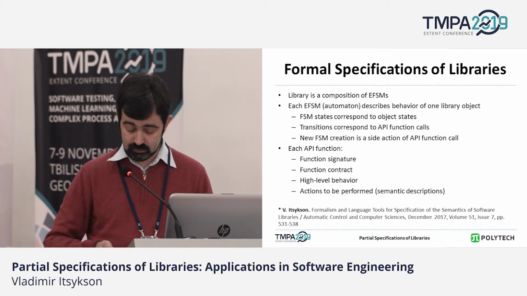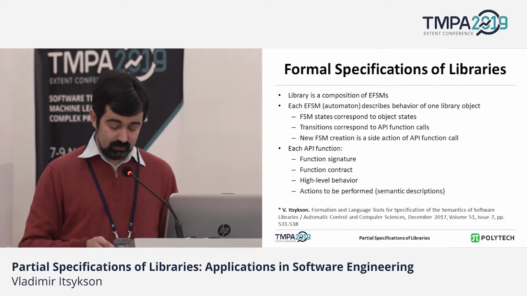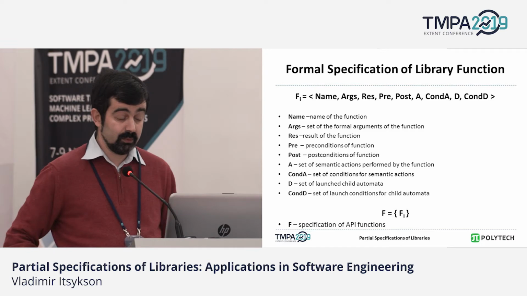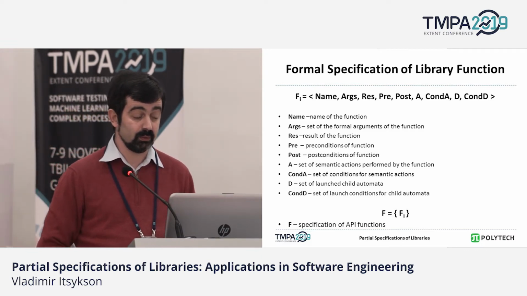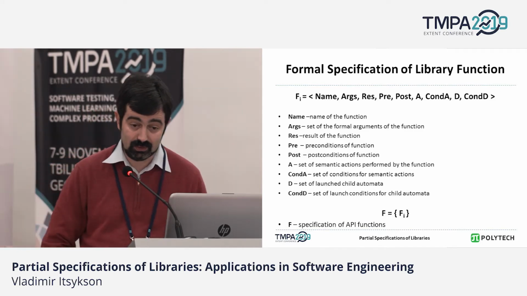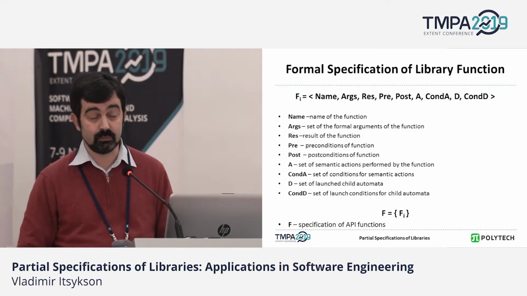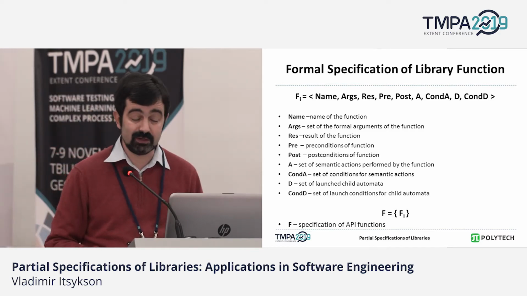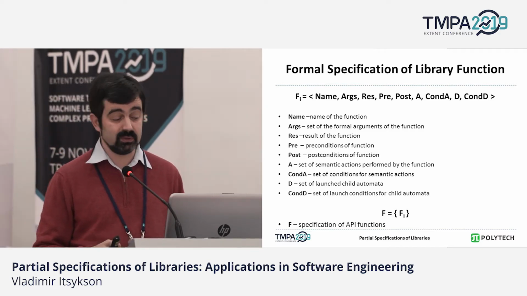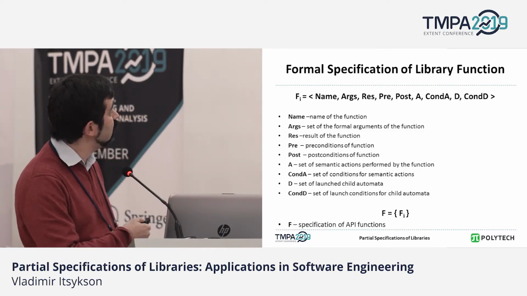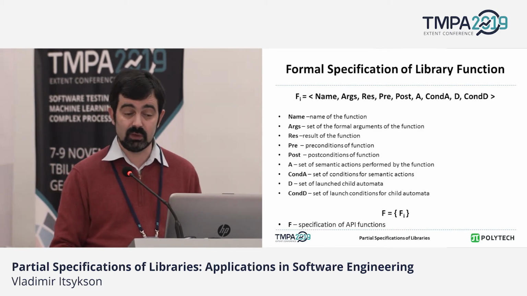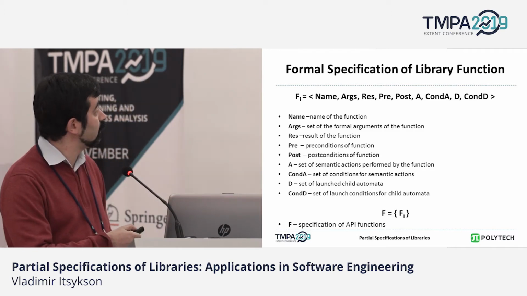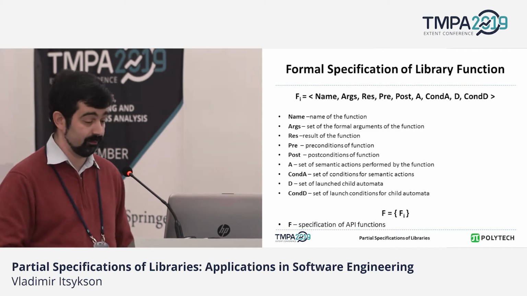The next several slides will be very boring because they consist of some formulas. It's our formal specification of a library function. Each function is a tuple of name, formal arguments, results, also precondition and postconditions of the function, and also A, a set of semantic actions that will form semantic domains, and D, a set of child automata that are launched during execution of the main automata. And the set of API specifications is named F.